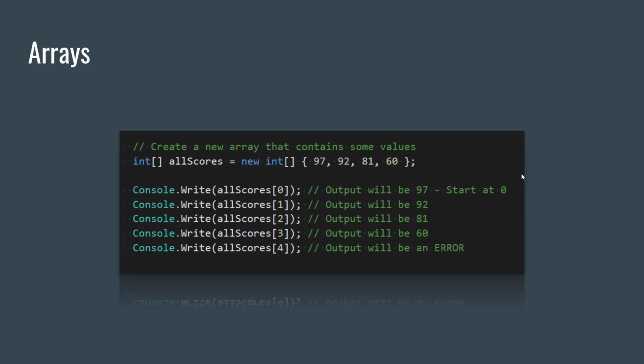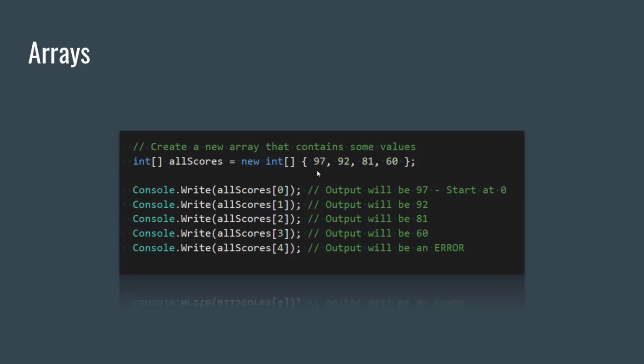Now, in order to access elements from that array, we need to enter the name of the array, but also in square brackets, the index. Now, if we use 0, we get 97. Why is that? Because at index 0, so at the 0th position, there is this value 97 within this array.